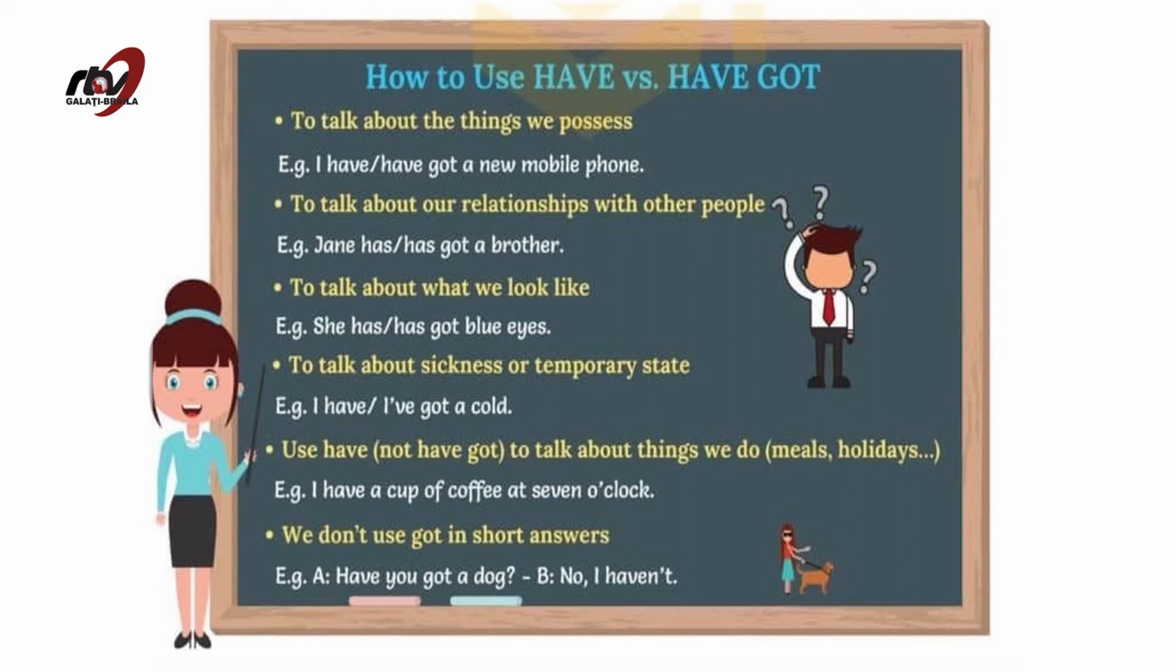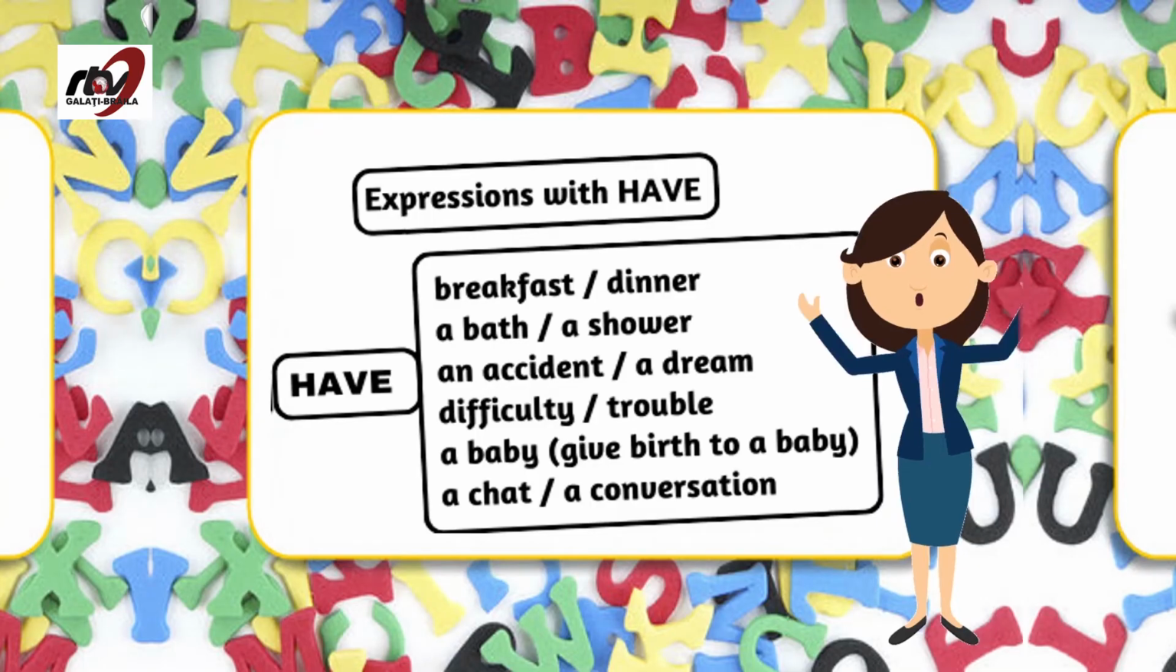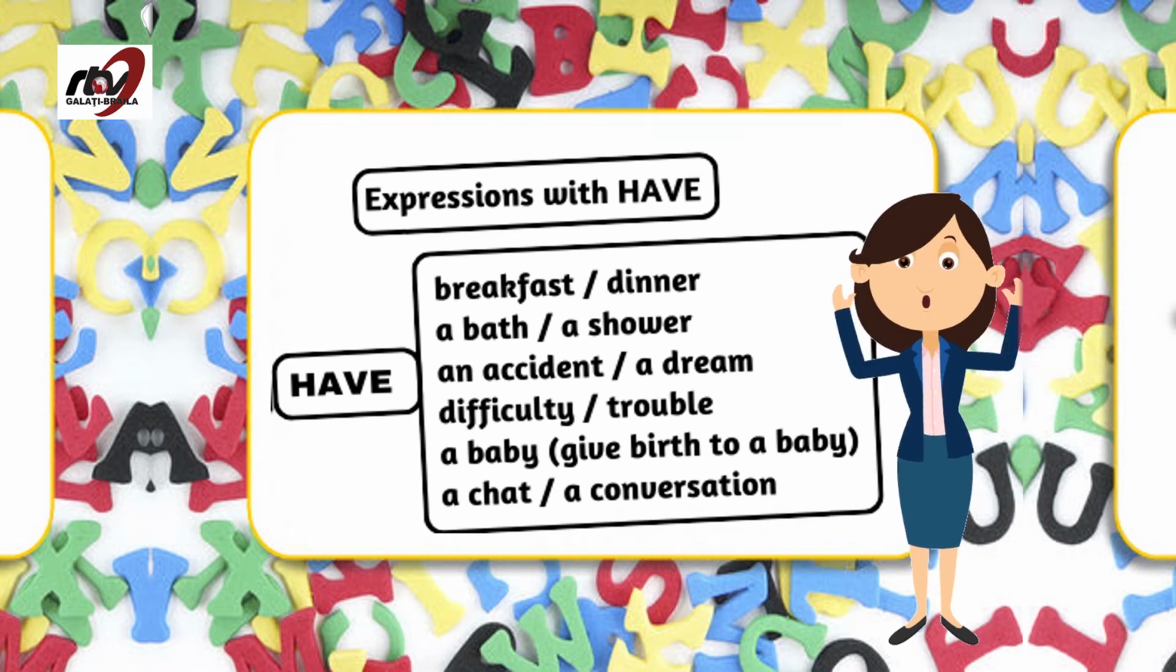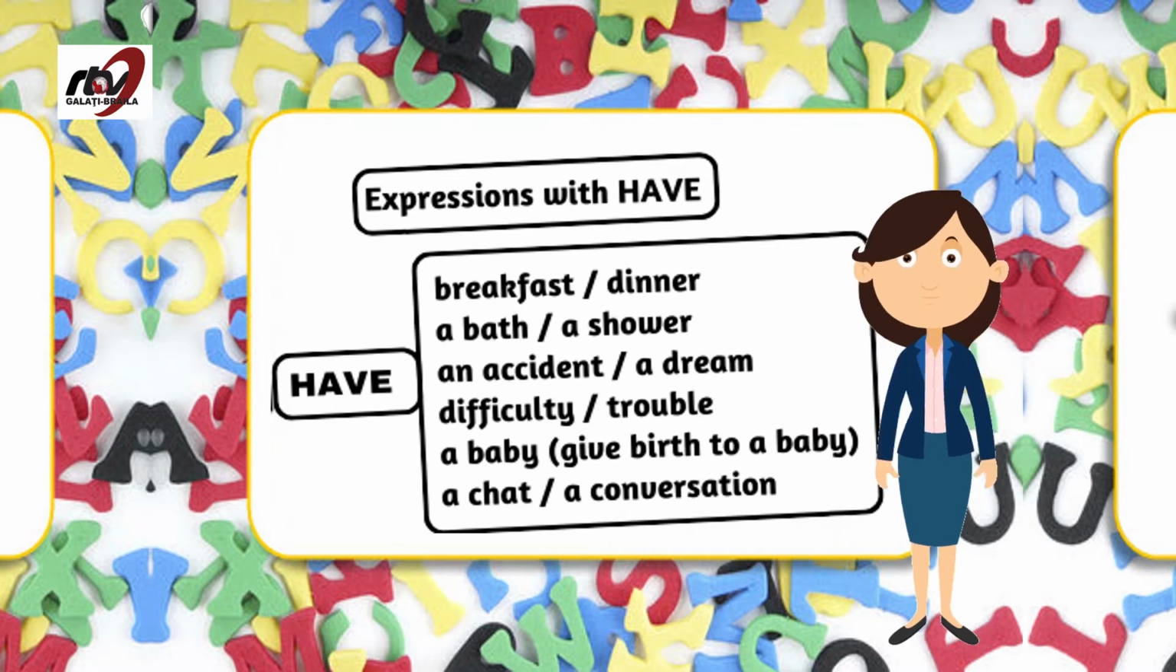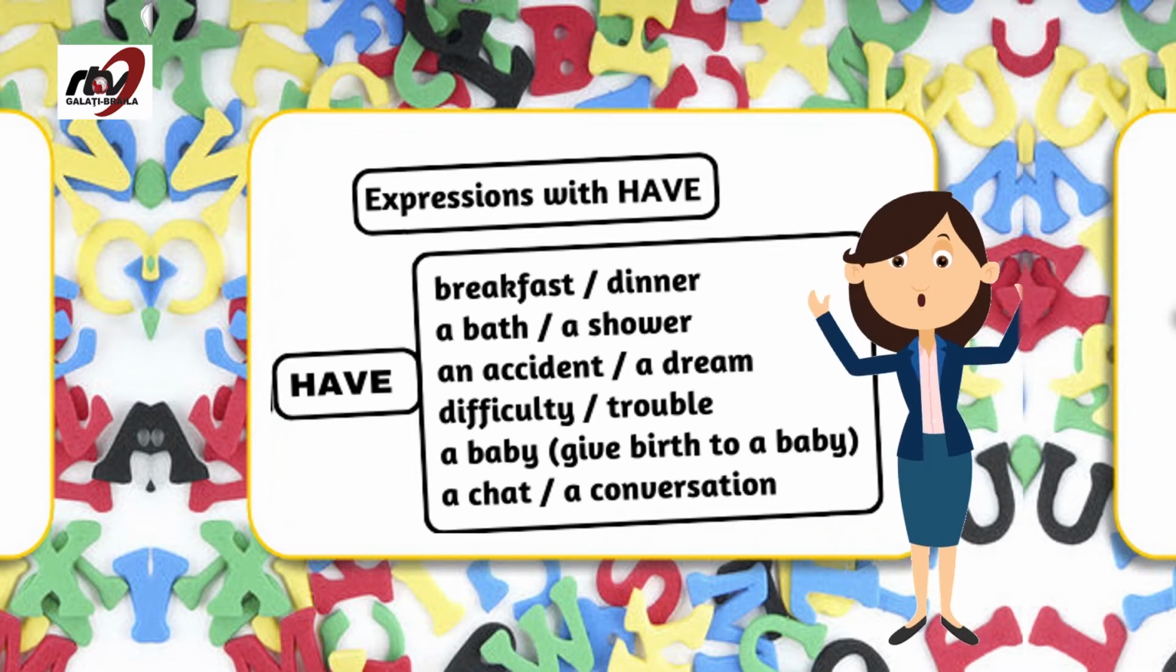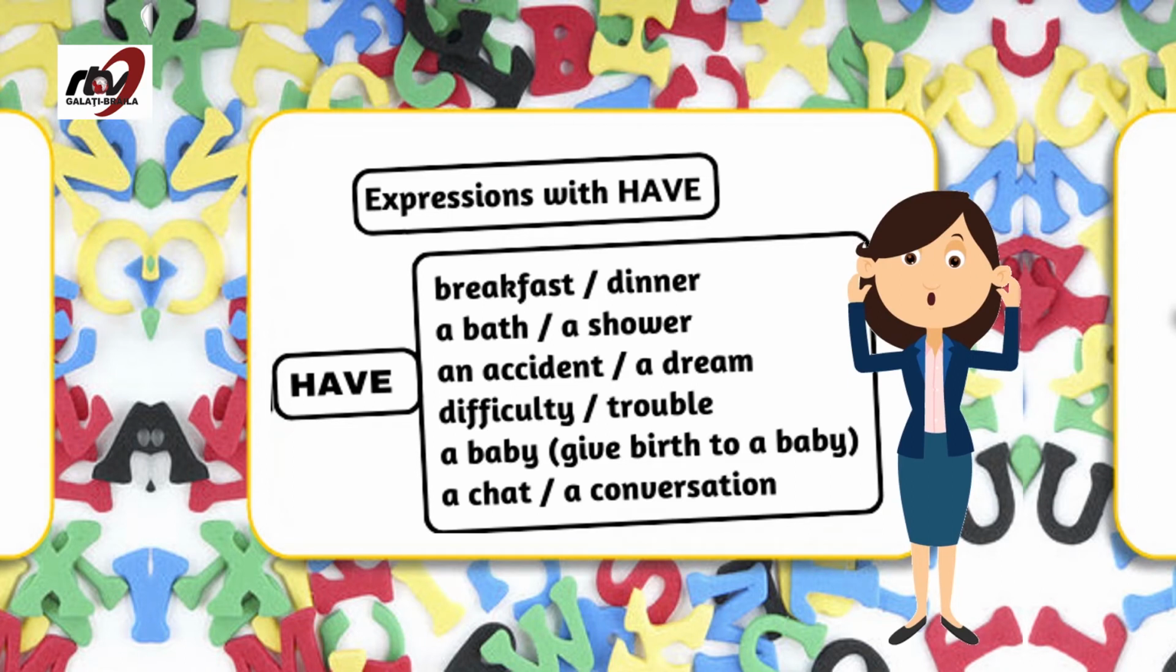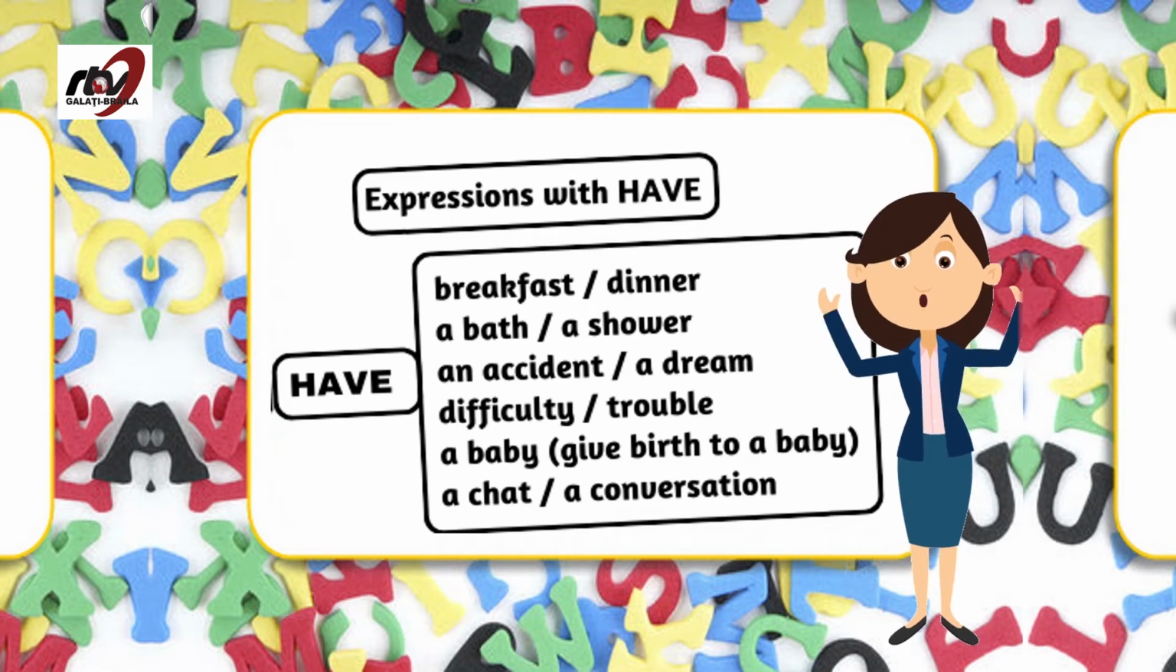We use have to talk about things we do. I have a cup of coffee at 7 o'clock in the morning. But pay attention, we don't use got in short answers. Have you got a dog? No, I haven't. Here are some expressions with have. Have breakfast, have dinner, or have lunch, to have a bath or a shower, have an accident, have a dream, have difficulty or have trouble, to have a baby, which means to give birth to a baby, to have a chat and have a conversation.